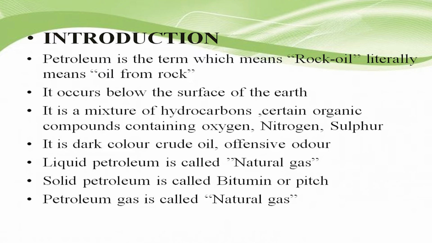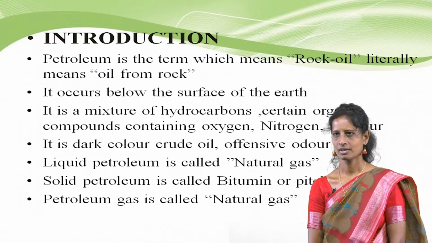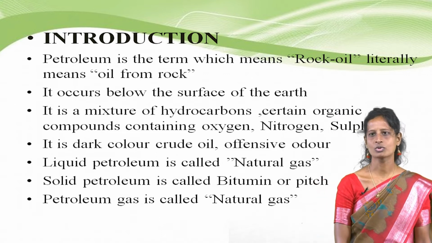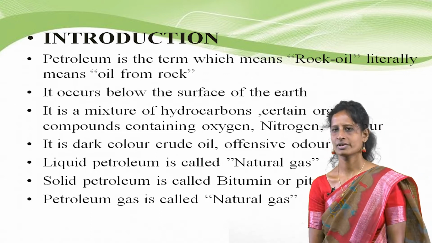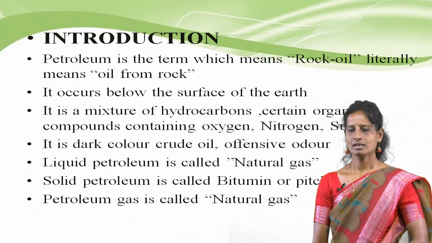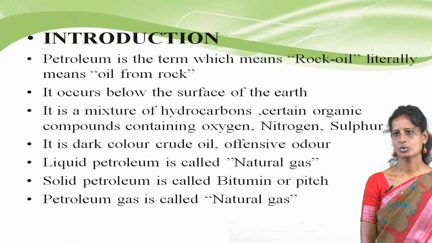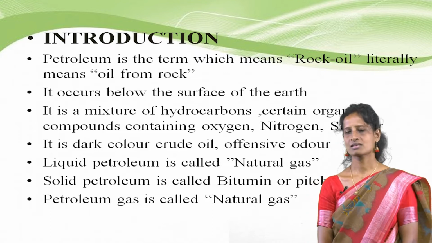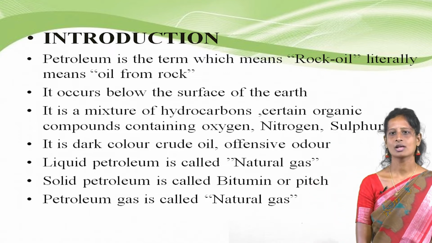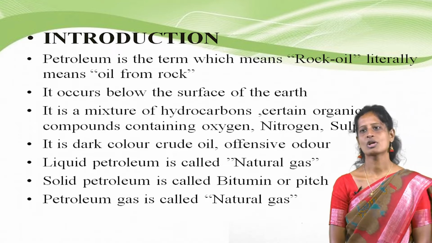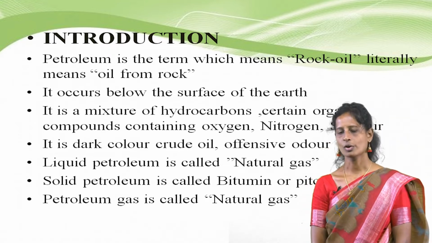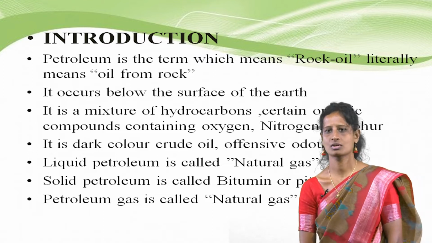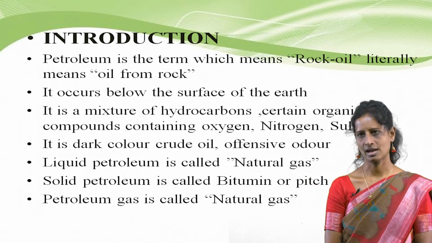It is a mixture of hydrocarbons, which may be saturated or unsaturated. It contains certain organic compounds with oxygen, nitrogen, sulfur, etc. It looks like dark colored crude oil with an offensive odor. Next, it has three types: solid, liquid and gas. Liquid petroleum is called crude oil, solid petroleum is called bitumen or pitch, and petroleum gas is called natural gas.